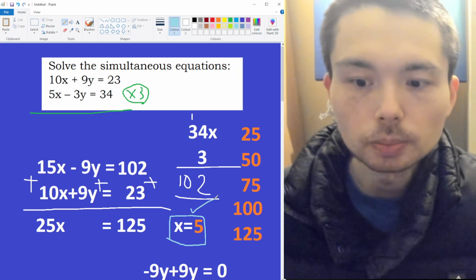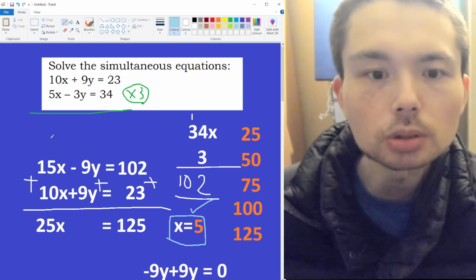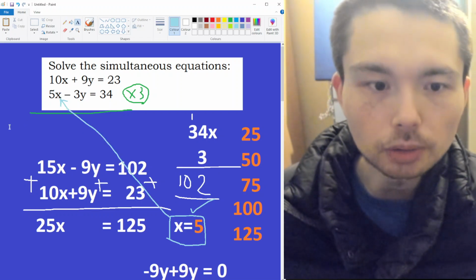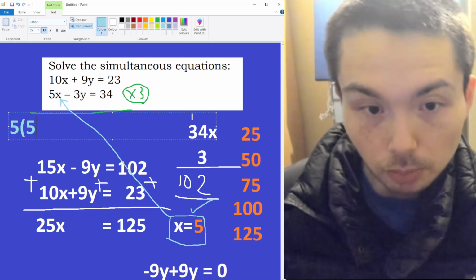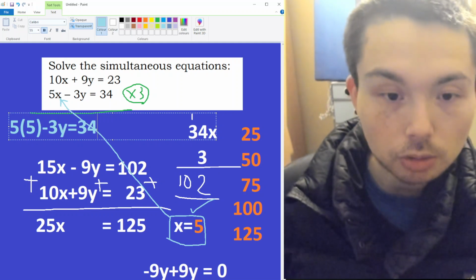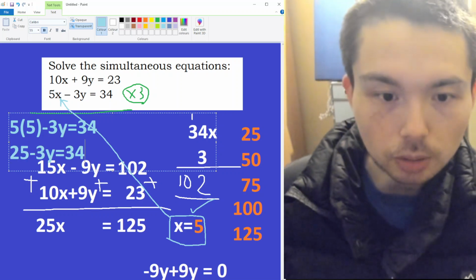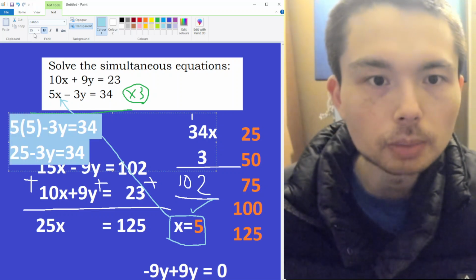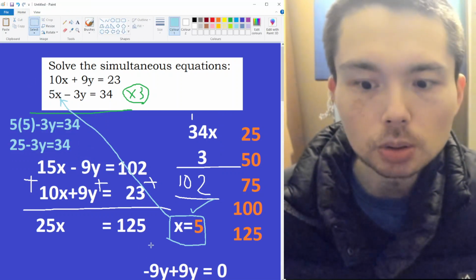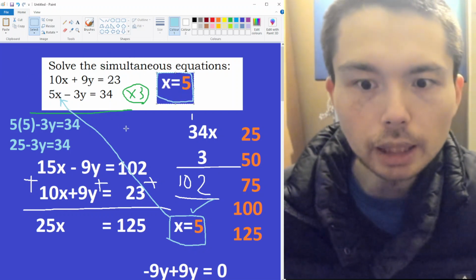Have we finished? No. Once we work out x, let's just choose a smaller equation. So back in here. 5 times 5 minus 3y equals 34. Rearrange. 25 minus 3y equals 34. Now I'm going to move this here, and then I'm going to get rid of this working.